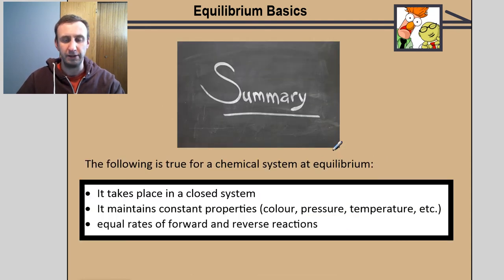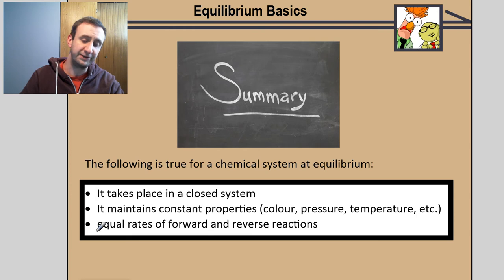All right, so summary of this. The following is true for a chemical system at equilibrium. It takes place in a closed system. It maintains constant properties. We didn't talk about that much, but when you look at a chemical equilibrium physically, the way that you can tell it's at equilibrium is because things are not changing when you're looking at the macro properties. So not looking at the actual particles themselves, but looking at the system. The color will stay the same, the pressure, the temperature, the consistency, it will all be staying the same, but that doesn't mean that the actual particles are staying the same. Things are still happening.